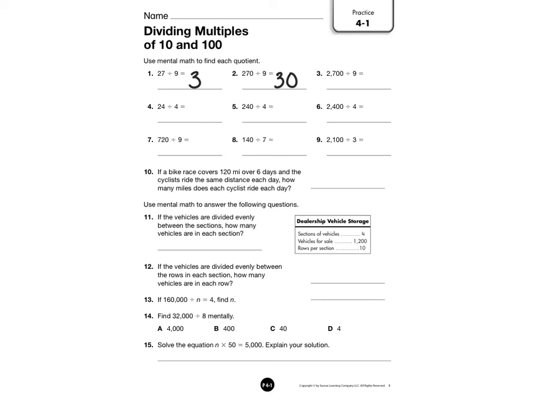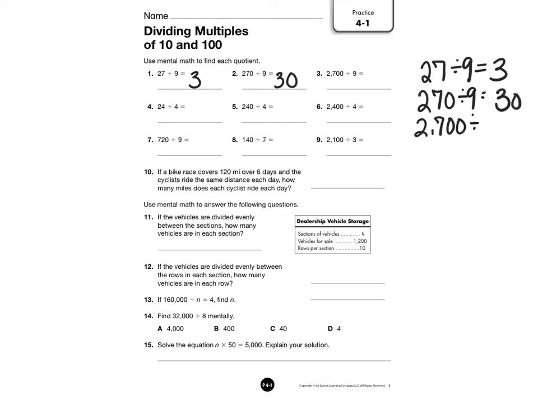Okay, now let's extend that reasoning one step further. If 27 divided by 9 equals 3, and 270 divided by 9 equals 30, what do you think 2,700 divided by 9 is going to be? Here I've got 1 zero in my dividend and 1 zero in my quotient, and here I have 2 zeros in my dividend. So I must also have 2 zeros in my quotient. So that should be 300.